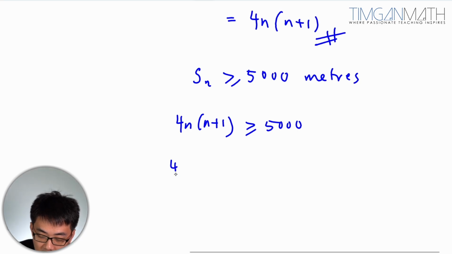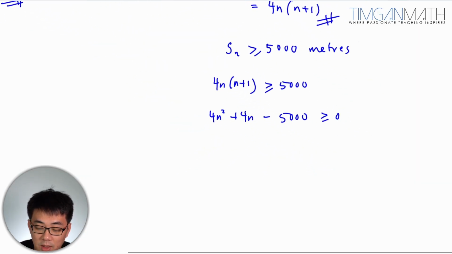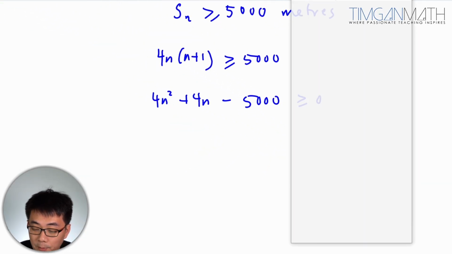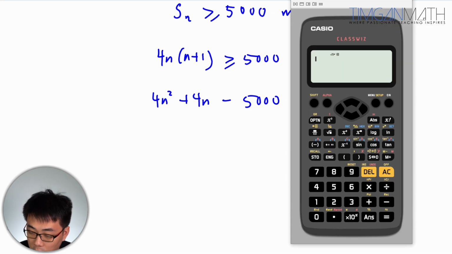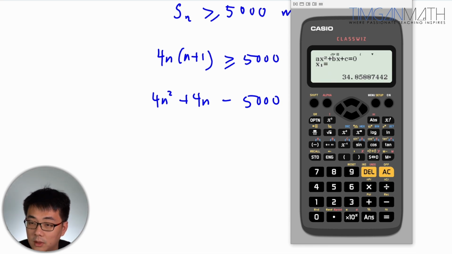So this will be 4n squared plus 4n minus 5,000 bigger than 0. So just use your calculator. This is just a simple quadratic inequality. Of course, we could divide by 4 throughout, but I don't think it's important to. We can just use 4, 4 and minus 5,000. Okay, that will give us 34.858 and negative 35.85.